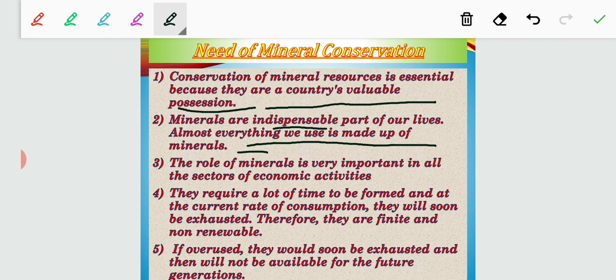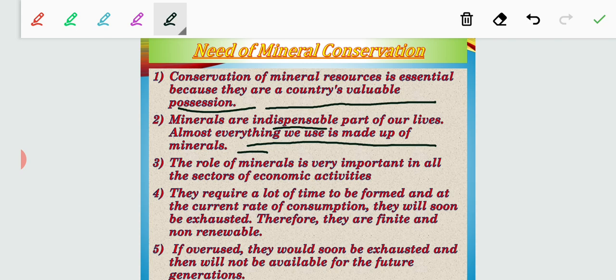Number 4, they require a lot of time to be formed. As I said, the rate of replenishment is very slow compared to the rate of consumption. So we need to conserve mineral resources. And lastly, there are many minerals which are exhaustible in nature. So for this we have to conserve. If these minerals get exhausted, what will be the condition in the future? There will be a stagnation in development. So we have to protect this, and accelerate the rate of economic development by conserving mineral resources.